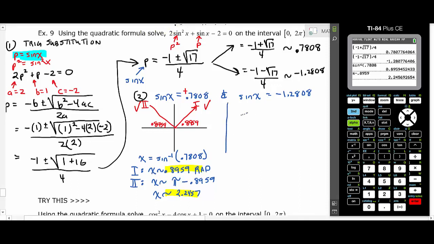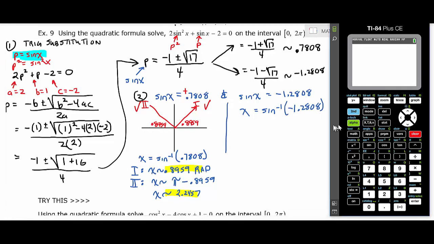Now we need to go over to this one. Now this one, you don't have to do anything on your calculator if you're observant, but what we would do is we would do the inverse sine of negative 1.2808. I would hope that you already know what's going to come out on the calculator. Well, let's find out in case you don't know. But if I do inverse sine of negative 1.2808, look what happens. Does that surprise you?